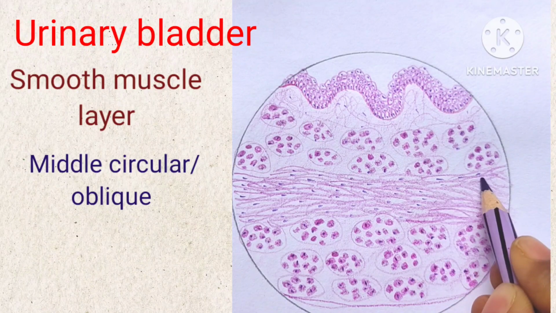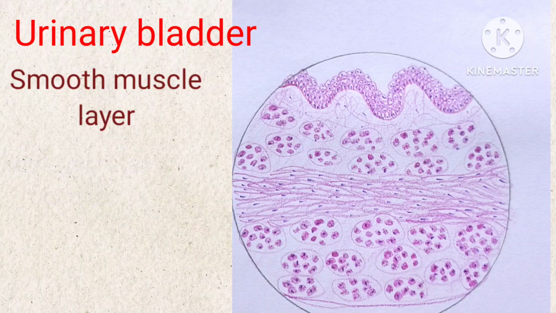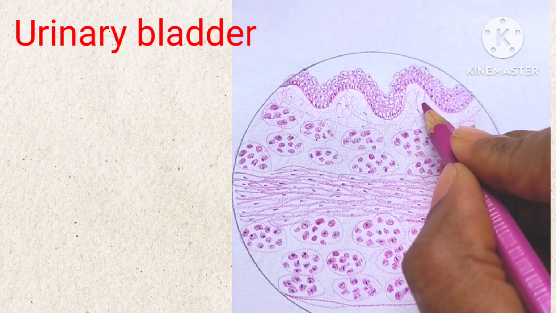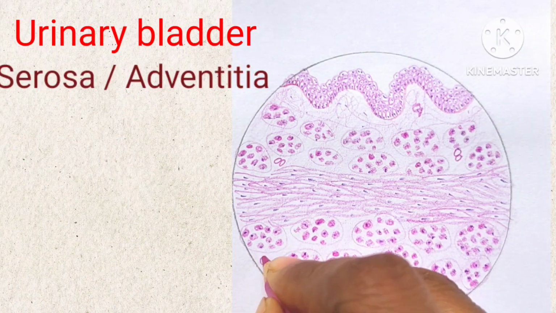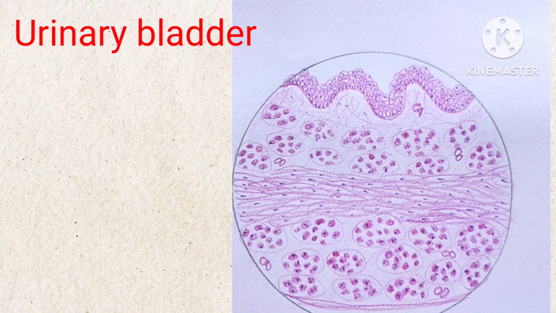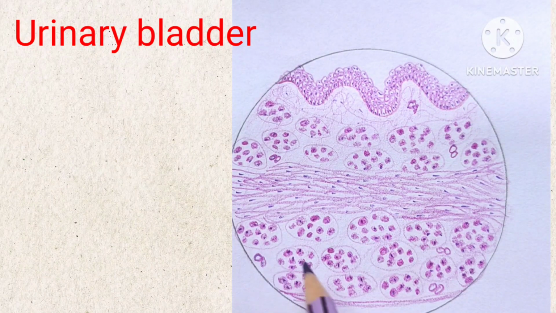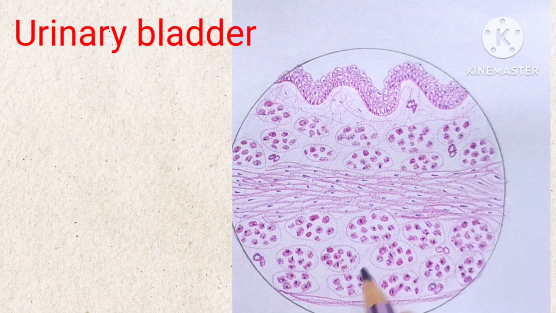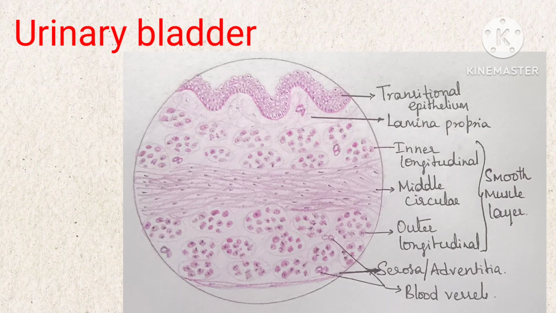We'll also show some blood vessels which supply the muscle layer in between. The outermost layer is the adventitia or the serosa. So this is the labeled diagram.